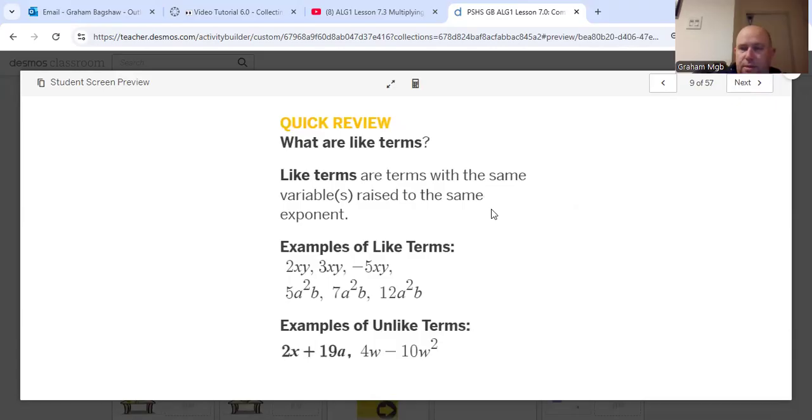And when we combine terms, we need to make sure that they're like terms. So all these are like terms. We've got xy here, xy, xy, and we have different numbers at the start. A squared b, a squared b, a squared b. They're all examples of like terms, and you can certainly add those together. 2x plus 19a, you cannot add together because they're not the same letter. And even though they both have w's here, one of these is w and one is w squared, they are also not considered like terms. If this was 4w squared, then I could definitely simplify this. Or if this was just 10w, then I could simplify this as well.